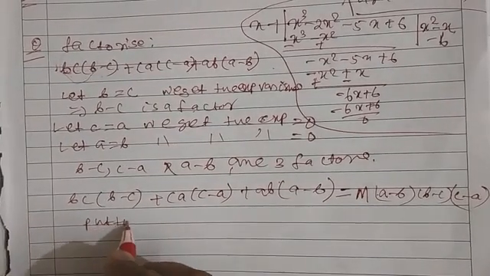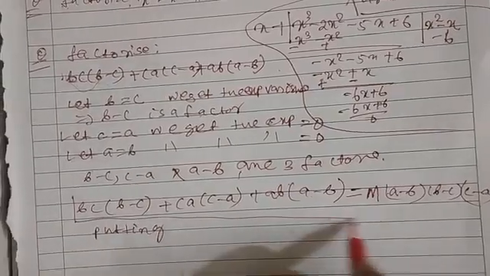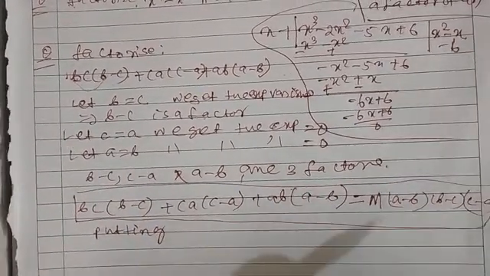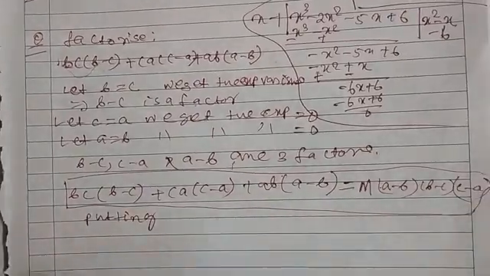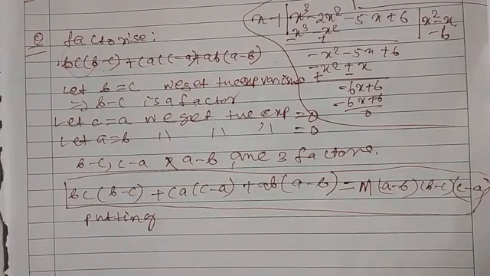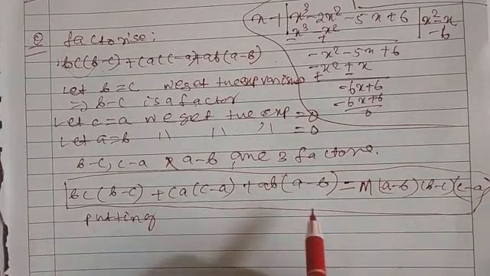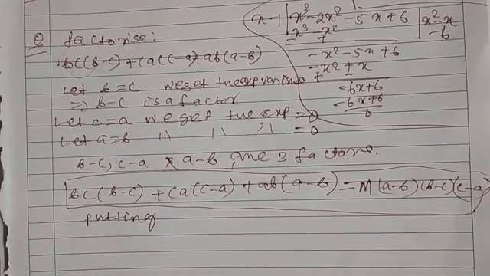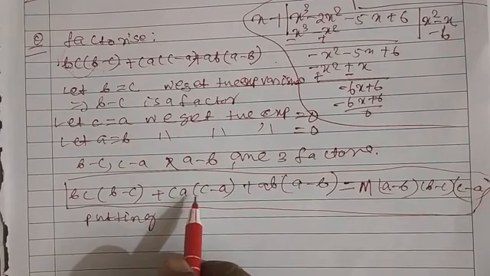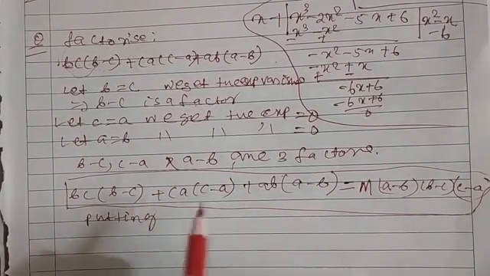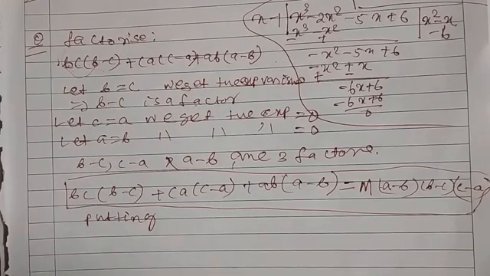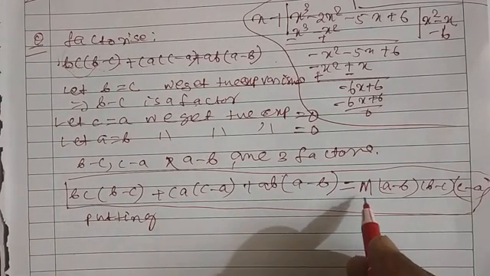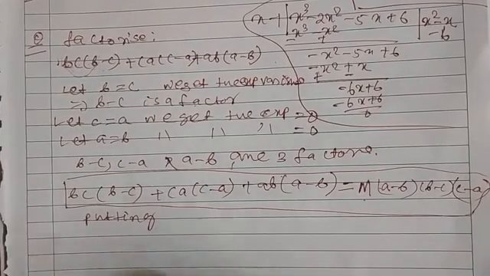Now, this is an identity. Do you know what an identity is? An identity always holds for every value of the variable, but an equation holds for particular values of the variable. This is an identity because the left side is equal to the right side, whatever may be a, b or c. So I can easily get m by giving some values to a, b, c.